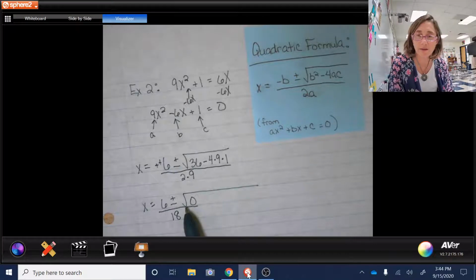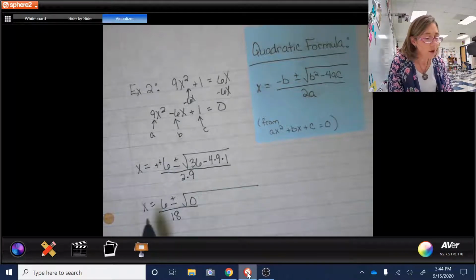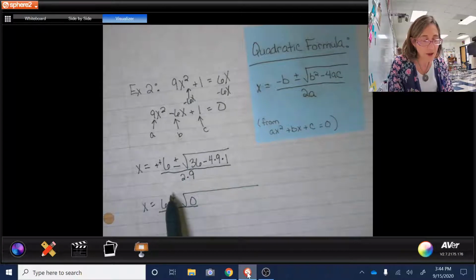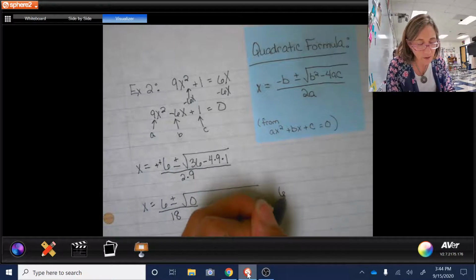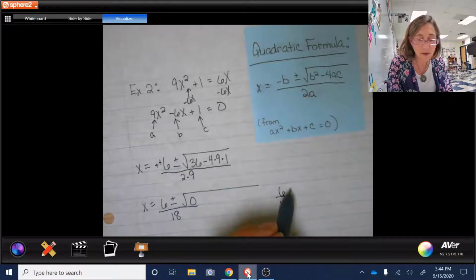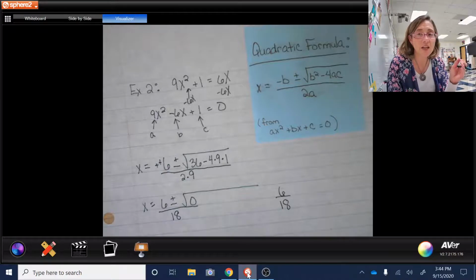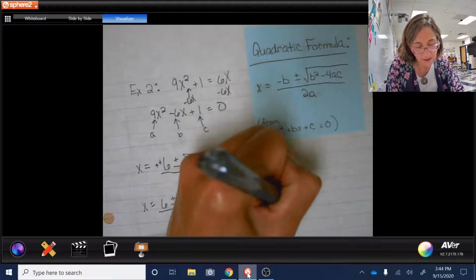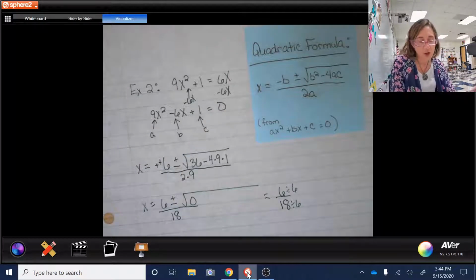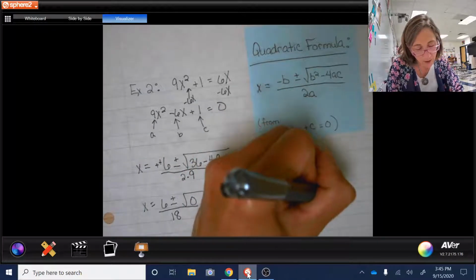Now, what is the square root of 0? Well, it's just 0. So what I have in my numerator is 6 plus 0 or 6 minus 0. It doesn't matter if you add or subtract 0. You're going to get 6 both ways. So 6 over 18. I mean, you could put the plus or minus 0, but it doesn't change anything if you add 0 versus subtract 0. So this is just 6 over 18. Now, does that fraction reduce? Yeah, a little bit. It reduces by 6's, top and bottom. So that would be 1/3.